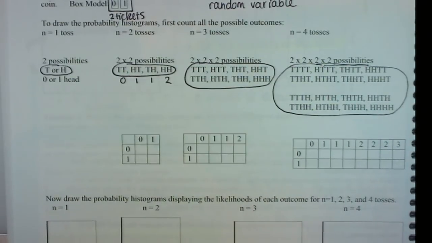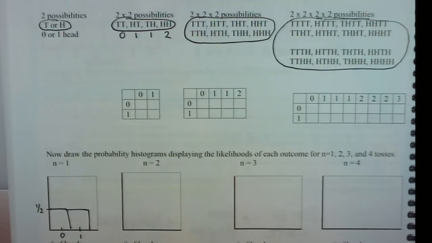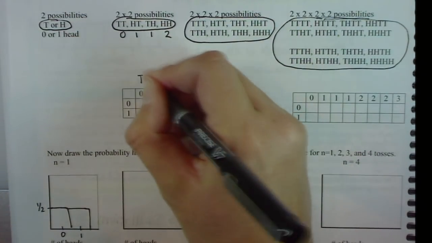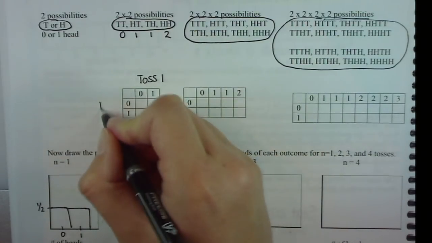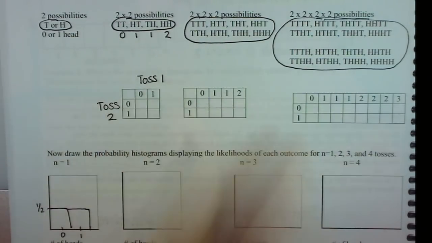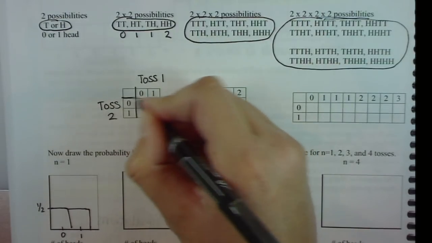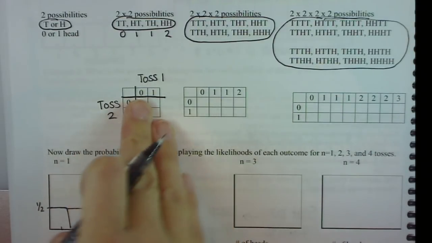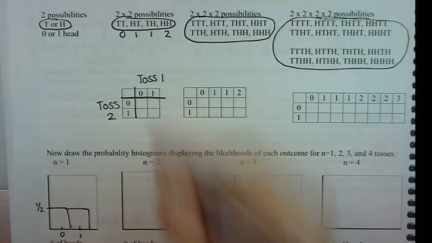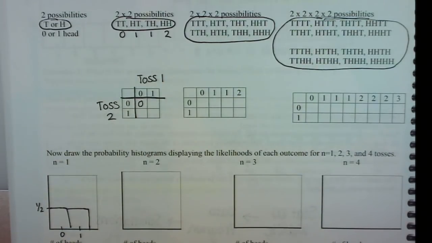But if I draw these probability histograms, here what they're saying is, okay, toss 1, I can either get a head or a tail, and toss 2, I can either get a tail or a head, and then come up with these 0, 1, 1, and 2. I can say, okay, if on toss 1 I get a tail, I get no heads, and on toss 2 I get a tail, that's a total of 0 heads.